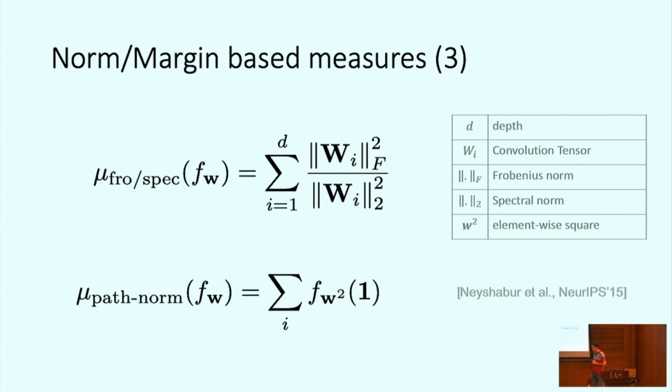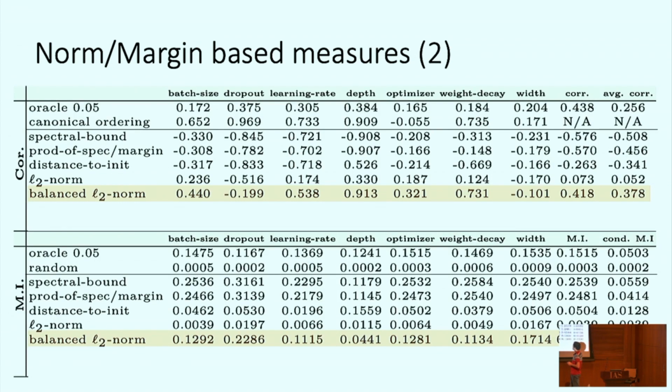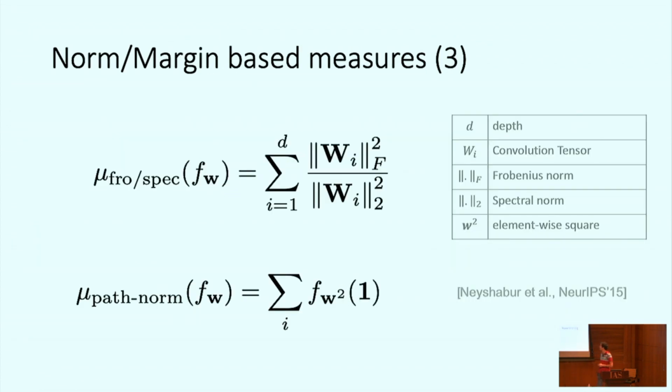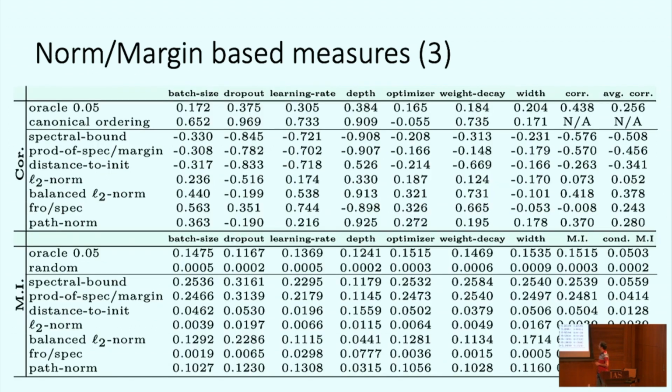But then we said, okay, maybe the fact that the balanced L2 norm is at least positively correlated and the spectral norm is negatively correlated, maybe the ratio of them is the answer. Maybe we really want to look at the ratio of Frobenius to spectral norm, which roughly corresponds to a distribution of eigenvalues in the network. So that's the next thing we look at. And then we also look at the path norm, which is basically calculating the square of all parameters, and then feeding an all-ones vector into that network and doing a forward pass. So that corresponds to the path norm.